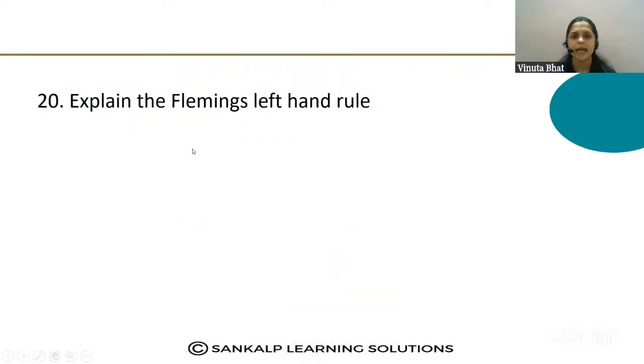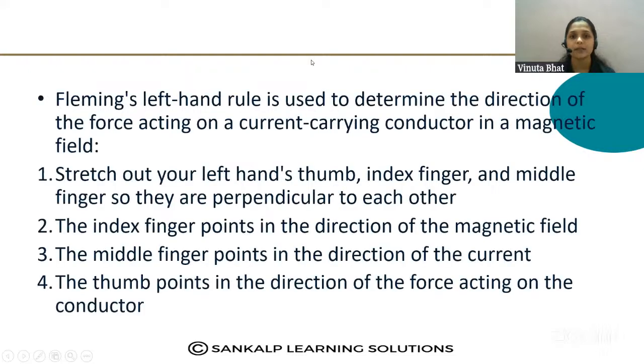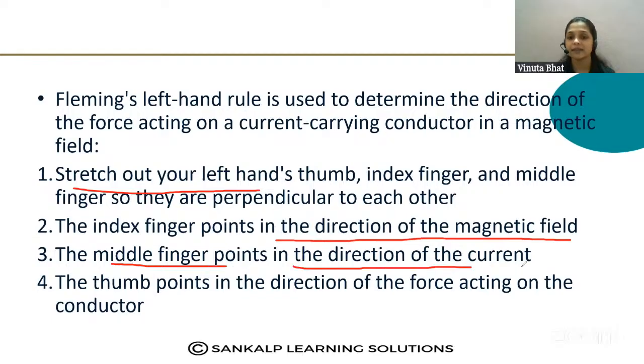Next question. Explain Fleming's left hand rule. Here in Fleming's left hand rule, when you stretch your left hand's thumb, index finger and middle finger so that they are perpendicular to each other, the index finger points in the direction of the magnetic field, the middle finger indicates the direction of the current, and the thumb points in the direction of the force acting on the conductor. So this is Fleming's left hand rule.